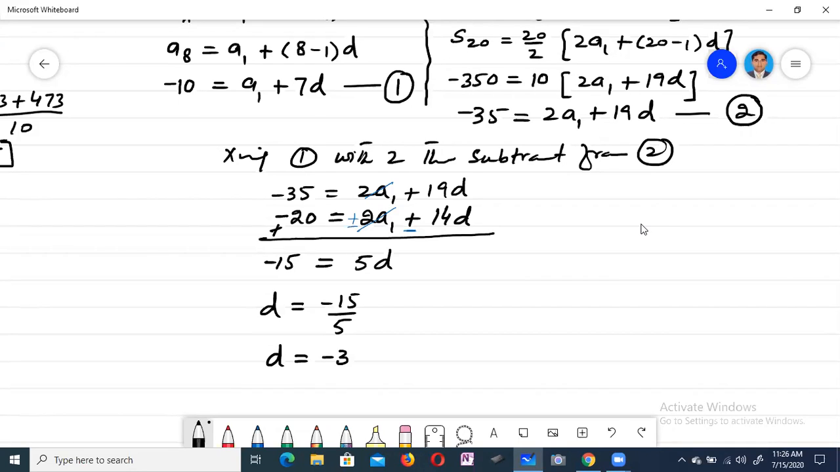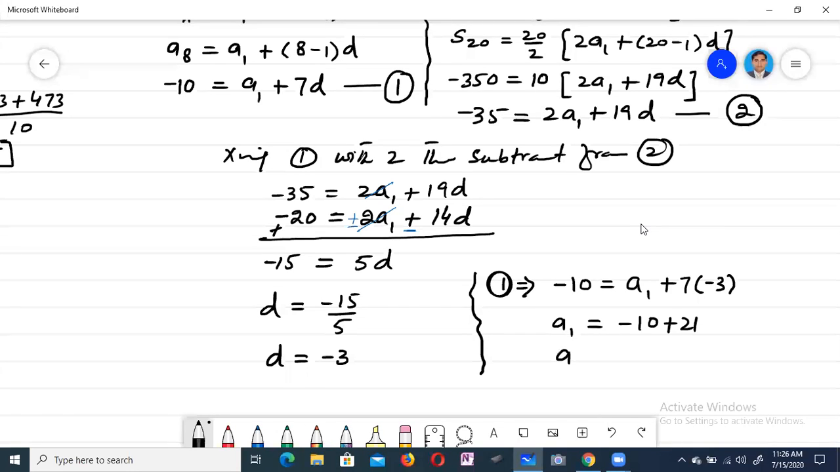Now this value of d we can substitute in equation 1. Then equation 1 implies that minus 10 is equal to a1 plus 7 into d. D is minus 3. Then a1 is equal to minus 10 as it is. This minus 3 into 7 is minus 21. Other side is plus 21. Then a1 is equal to 21 minus 10 is 11. A1 is 11.